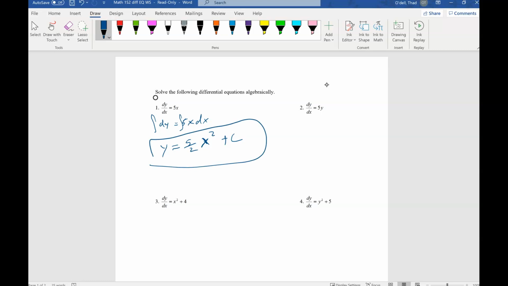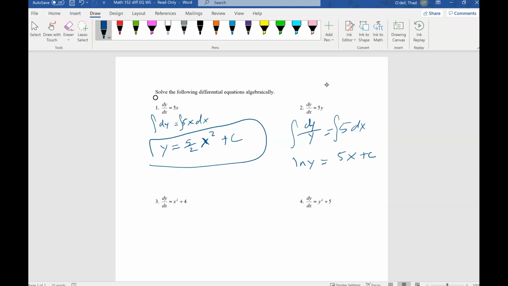Now this second one, notice that there's just a y here, no x. So when I separate variables, I'm going to have to divide by y. So that'd be dy over y is equal to 5 dx. And then I'm ready to integrate. Integral of dy over y, of course, is just natural log of y. The integral of 5 dx would be 5x plus c.